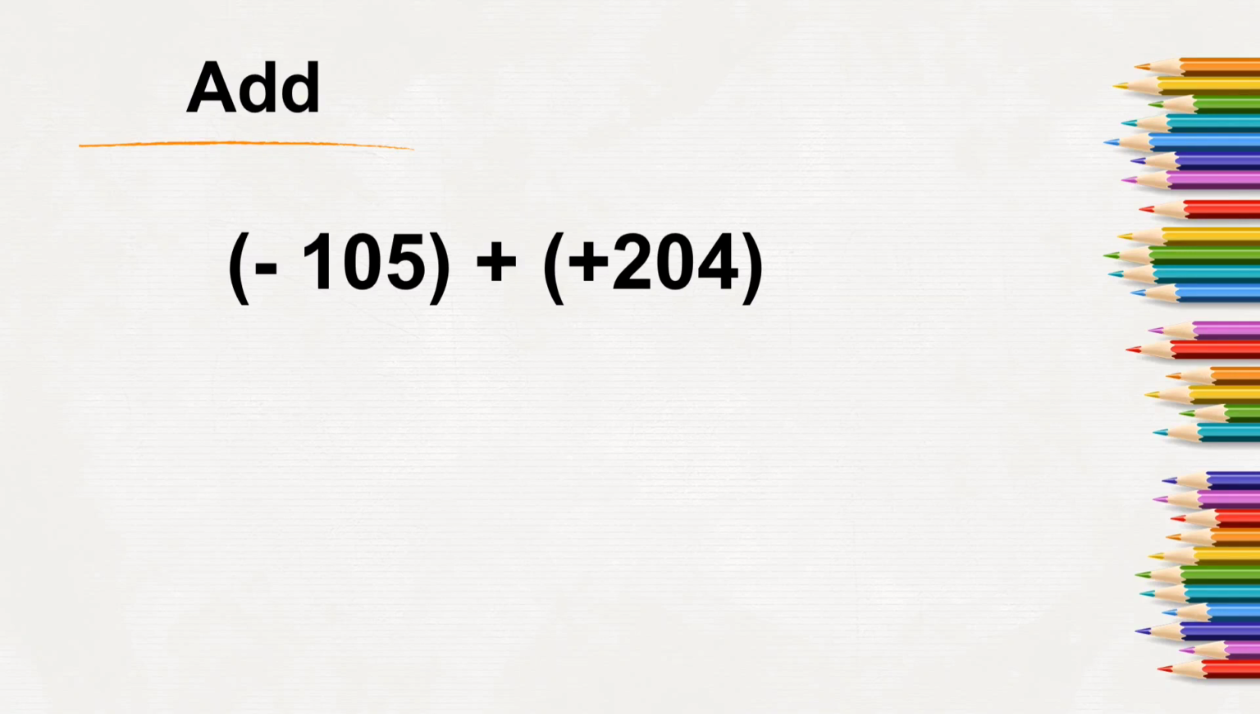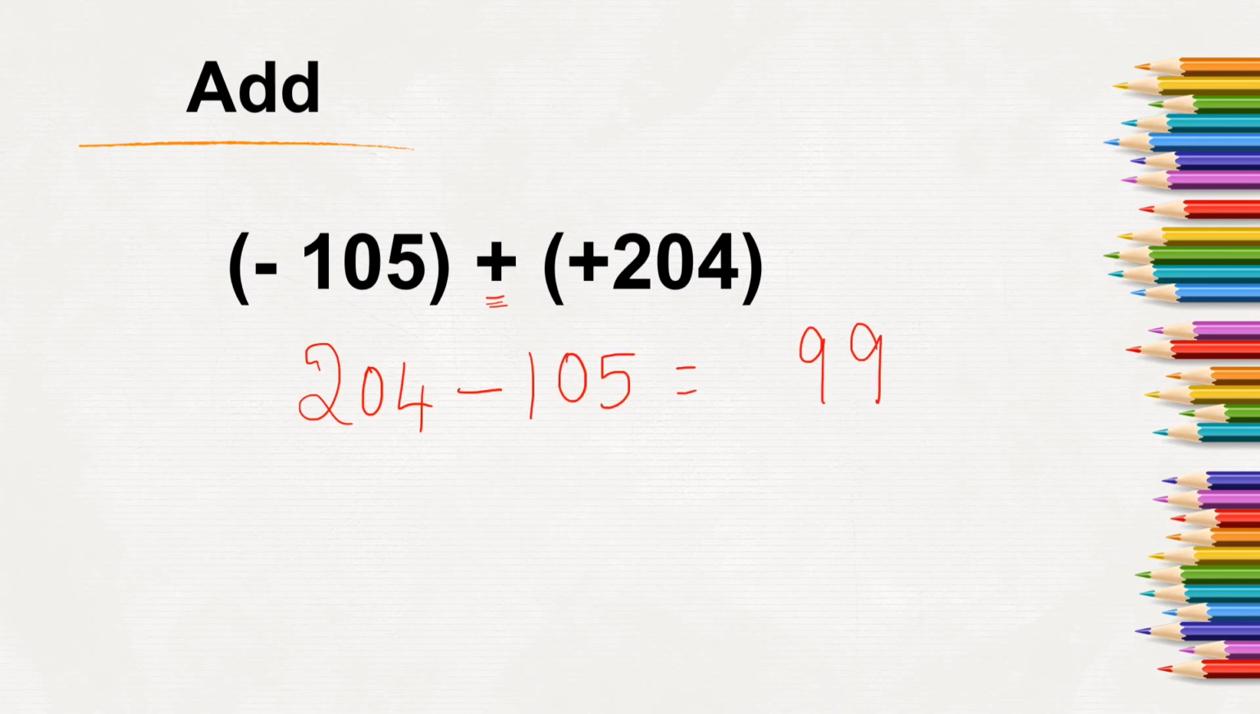Look at one more example of a similar kind. Here, to negative 105, we'll have to add positive 204. When we are adding opposite signs, we'll have to forget about the sign in between. Just find out the difference between them. So what is the difference between 204 and 105? 204 minus 105 will be 99.